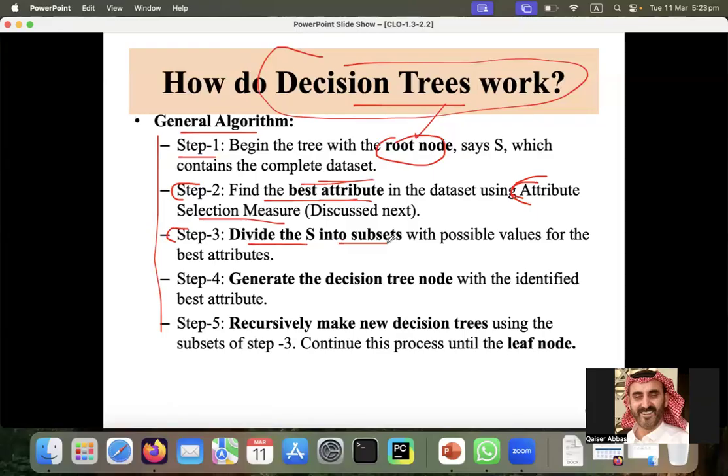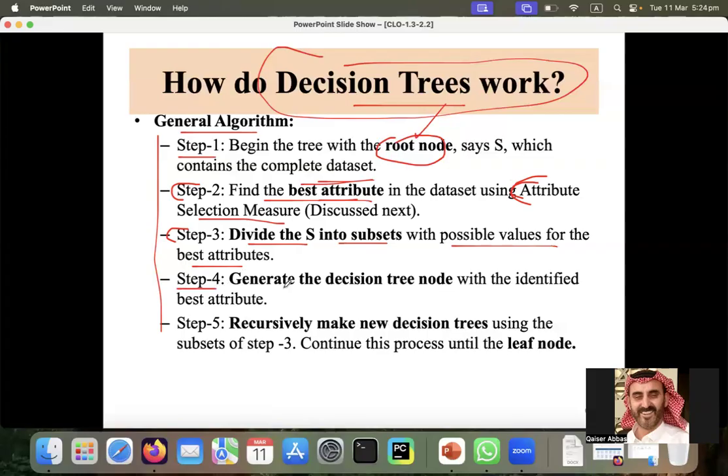Divide the root node into subsets, into further branches, with the possible values for the best attributes. You have this measure, the attribute selection measure, which you will use each time. After the splitting, you will use this measure on each node to calculate again which feature is the best from the remaining.